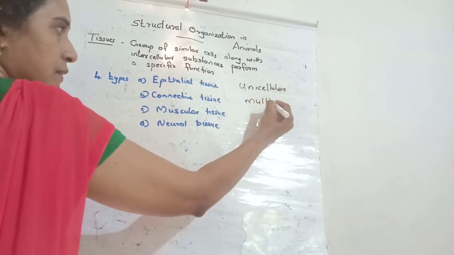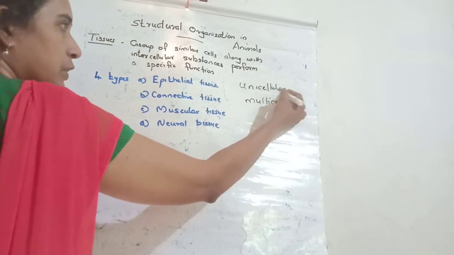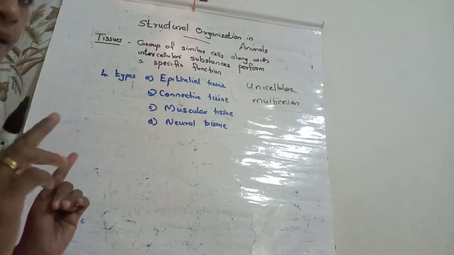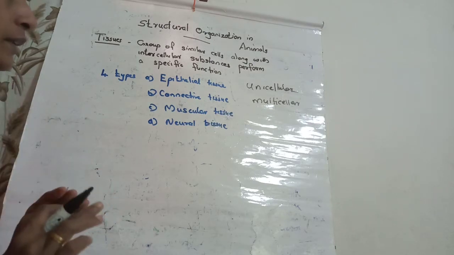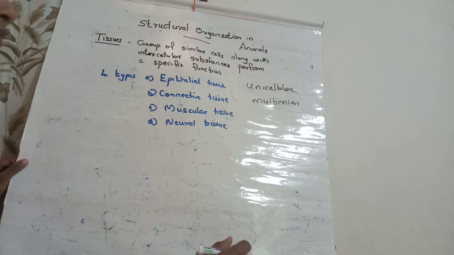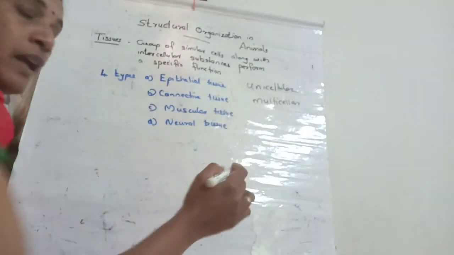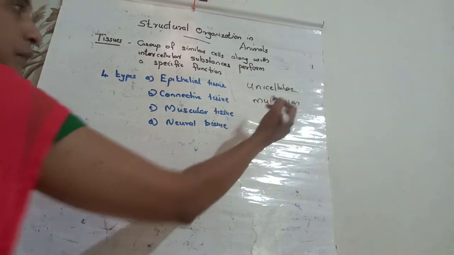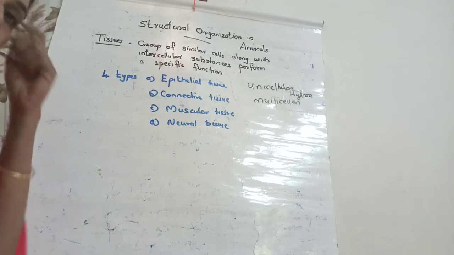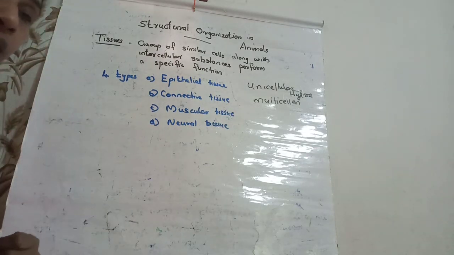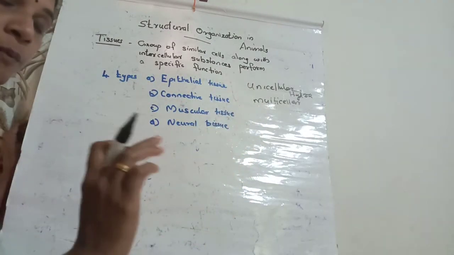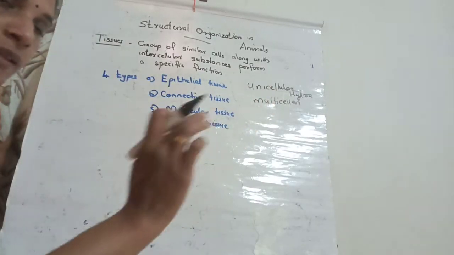What is meant by unicellular? Unicellular means their body is composed of only a single cell, and all the processes like digestion, respiration, reproduction are performed in the unicellular organism by the same single cell. For example, Hydra is a single cell, a unicellular animal. In it, processes like digestion, respiration, reproduction, all are performed by this single cell.